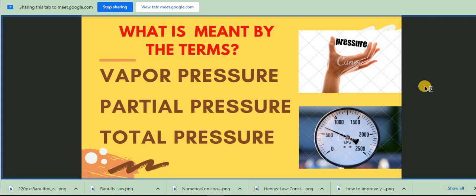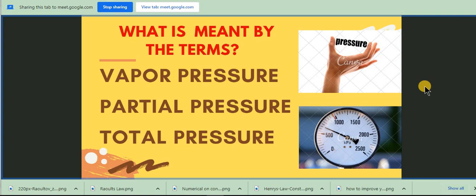When you heat a liquid in a vessel, it will change to vapor. Evaporation and boiling are the two processes that happen. Evaporation takes place at any temperature. Boiling takes place at a particular temperature. When the vapor pressure is equal to atmospheric pressure, that temperature is called the boiling point.